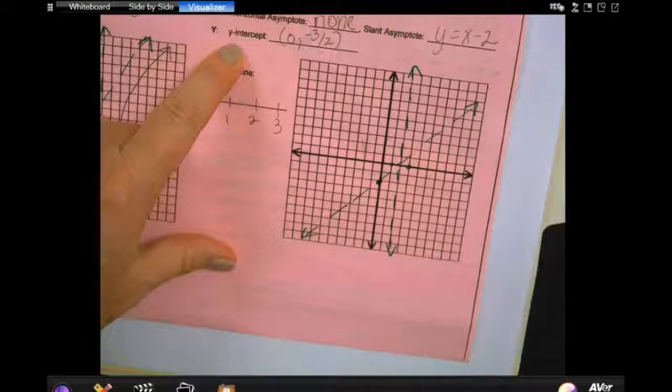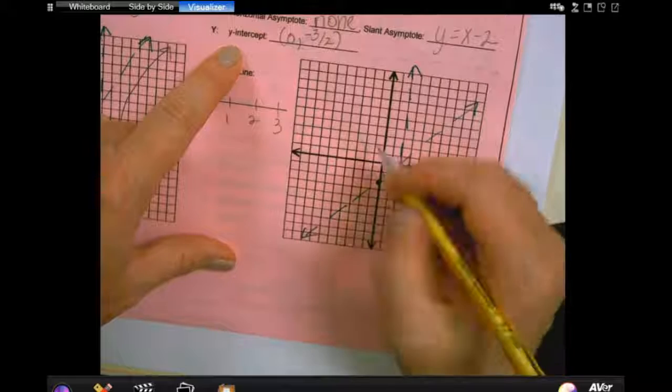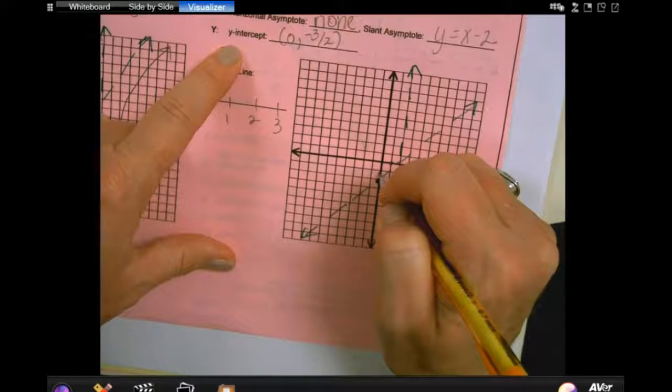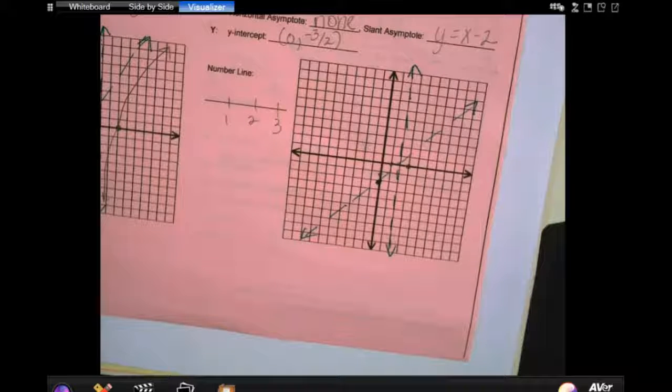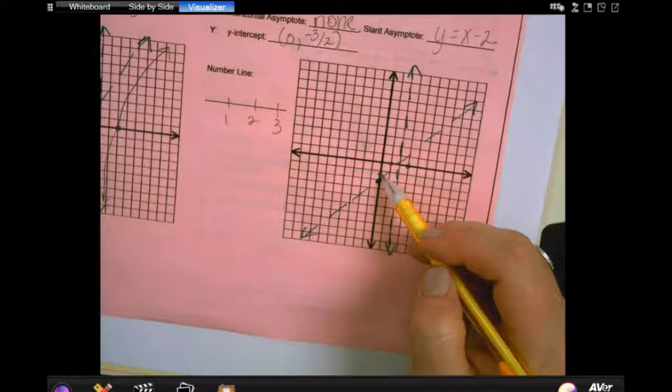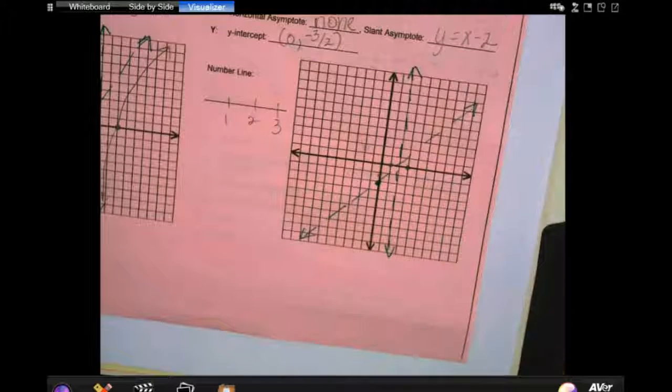The y-intercept is 0, negative 3/2, so that's right above that point, so it's right here. Because this is at 2 and this is minus 1.5, so it's right above it.